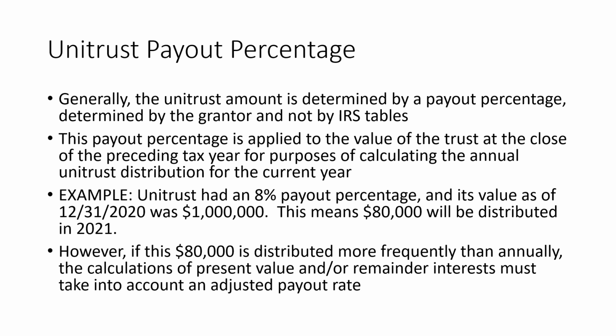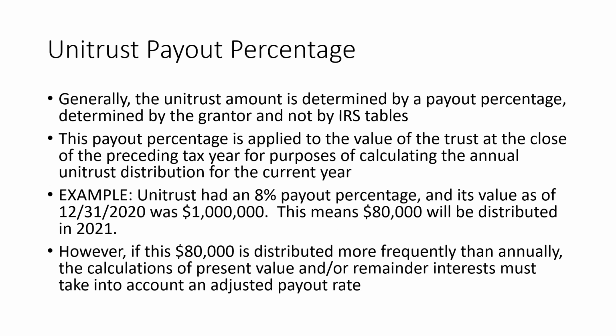Now, when it comes to a Unitrust, we don't necessarily adjust the present value in dollar figures of the Unitrust paid, because the Unitrust is going to be an annual distribution based on a percent of the value of the trust. That's the payout percentage. And that's not determined by an IRS table. That's really determined by the grantor up front when the trust is created. So that payout percentage every single year is applied to the value of the trust, typically at the close of the preceding tax year, and that will tell you your annual Unitrust distribution for the current year.